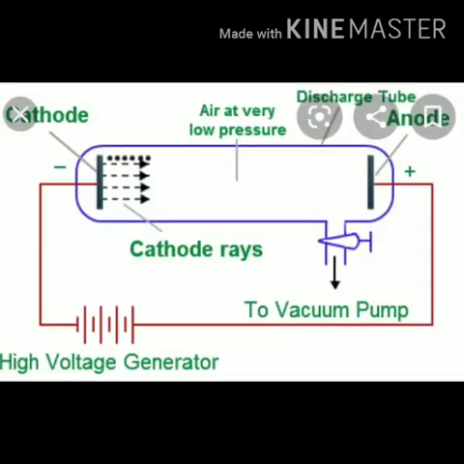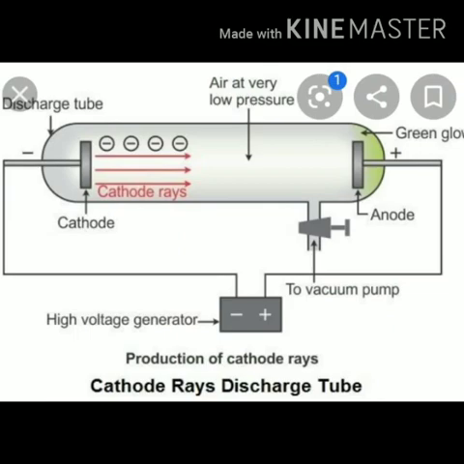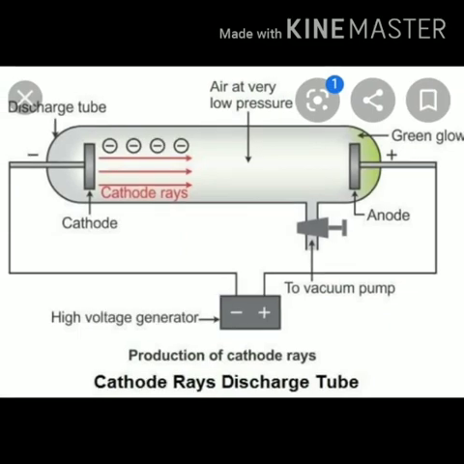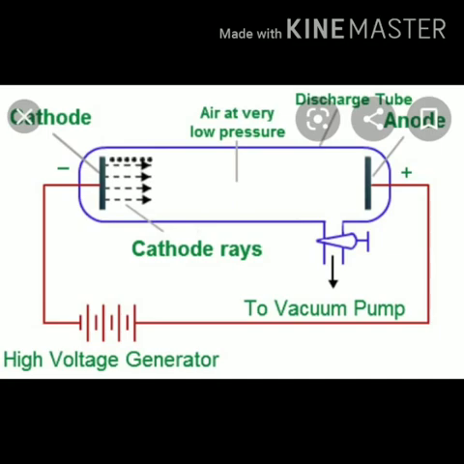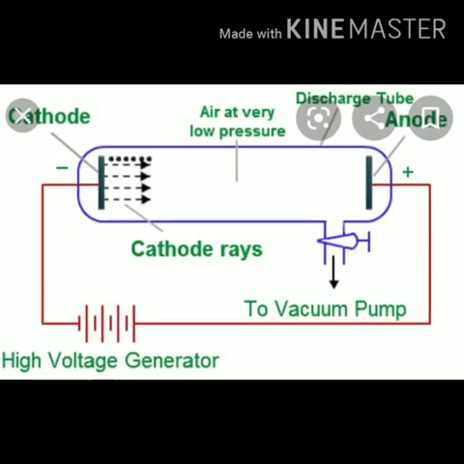A vacuum pump is connected to one side of the tube to lower the pressure inside it. For this experiment, Thomson passed very high voltage electricity, that is 10,000 volts, through the discharge tube at a very low pressure, that is 0.001 millimeter of mercury. The principle behind the experiment was that gases are poor conductors of electricity under normal conditions, but at very high voltage and low pressure they become good conductors of electricity.